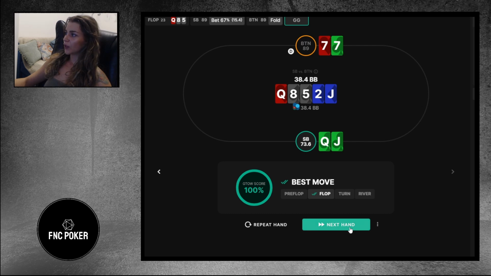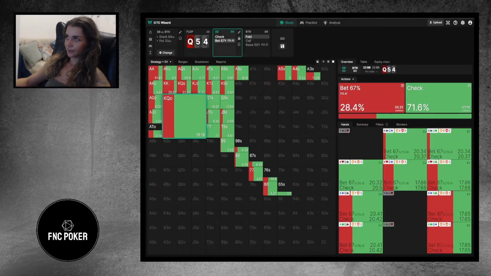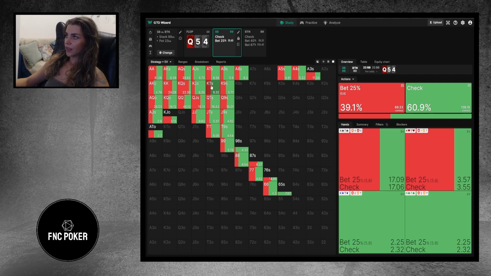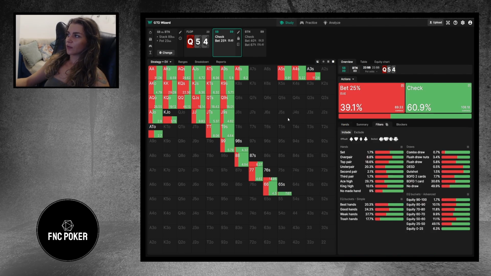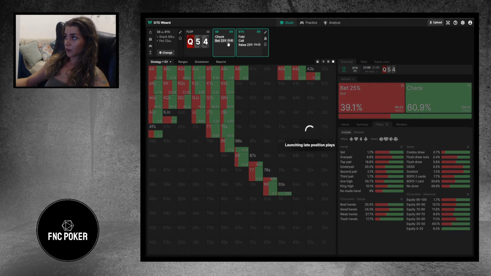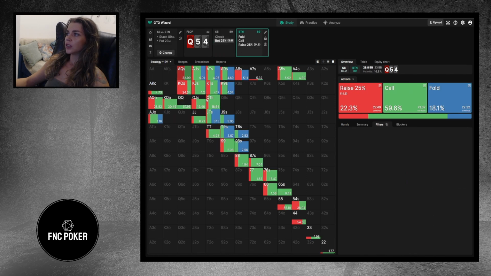Just fold. Okay, nothing much to talk about. Actually, going back to this, I would be curious if we change it to a small size. Okay, so our betting frequency is still very low. Maybe I would do some mistakes here, because I would actually see that more often than I'm supposed to. Probably way more often than I'm supposed to.